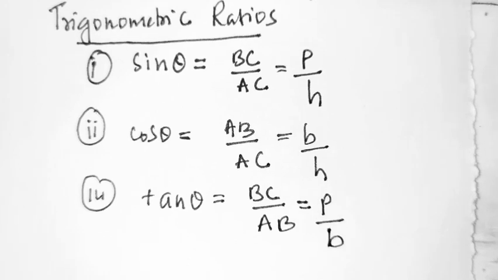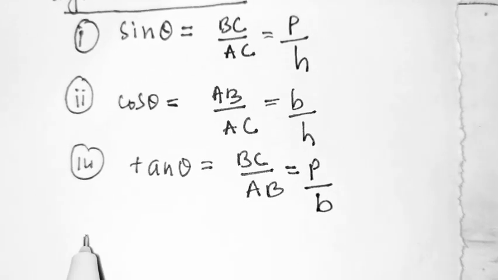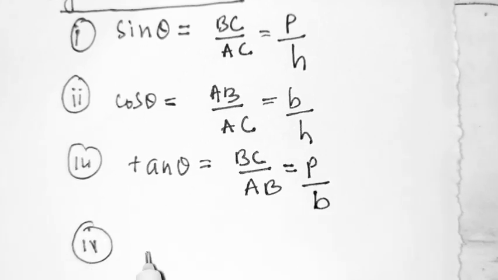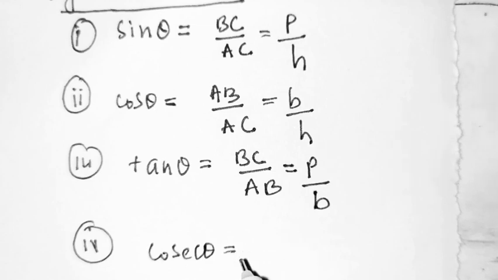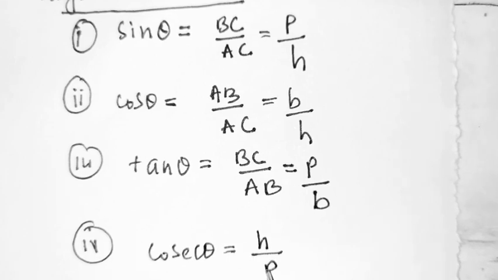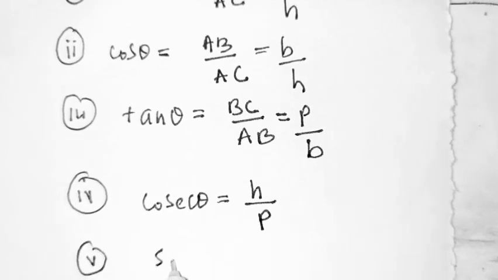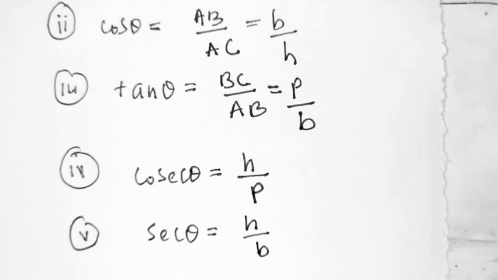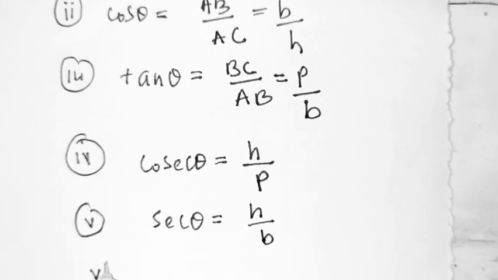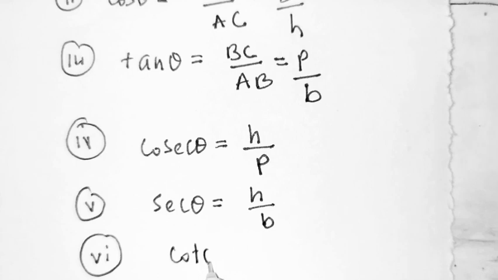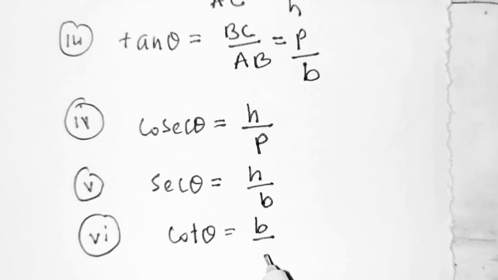Similarly, I can go to the next trigonometric ratio, that is cosec theta. So cosec theta is equal to hypotenuse divided by perpendicular, that is H by P. And the next one is sec theta. Sec theta is hypotenuse divided by base. And the last one is cot theta. Cot theta is base divided by perpendicular, that's B by P.